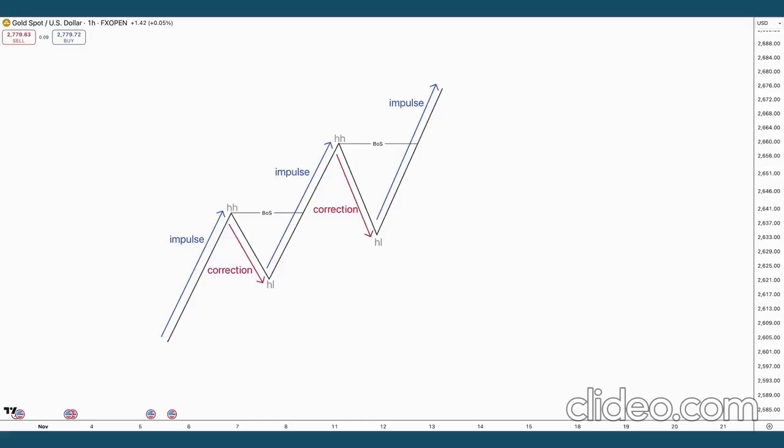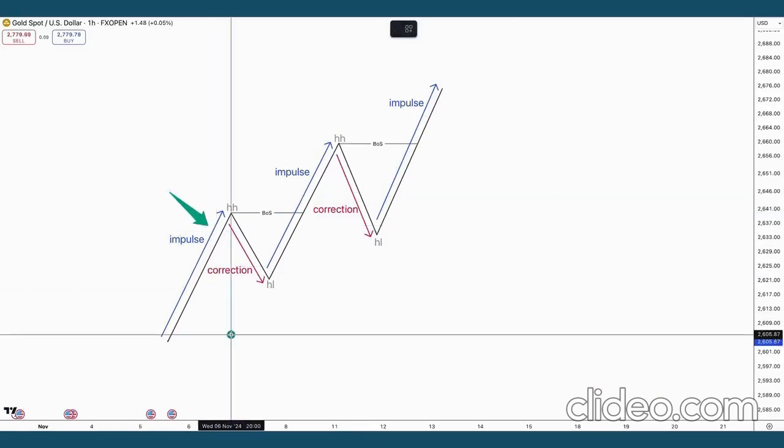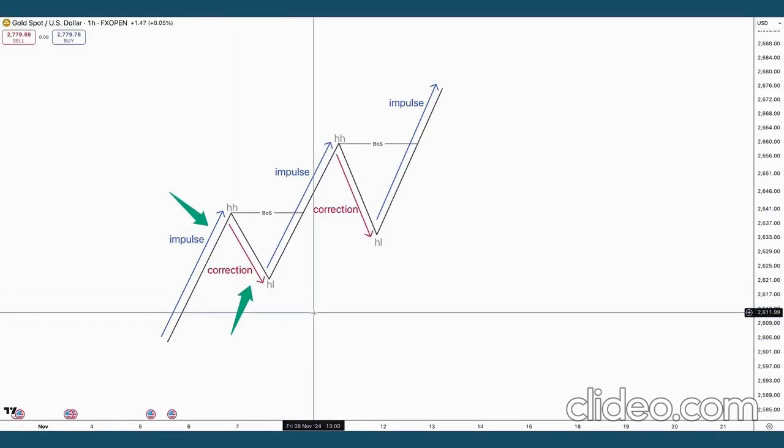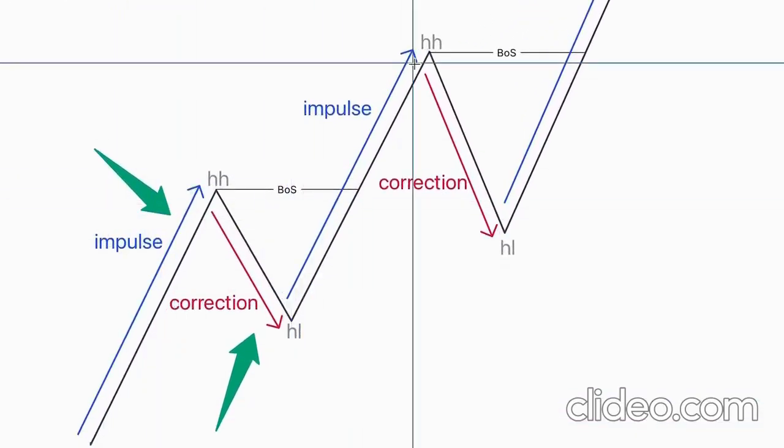The next thing you need to know is that a trending movement is made up of two main parts. We have impulsive movements and we have corrective movements. So impulses and corrections. Now, an impulse is a pro-trend movement. It's the movement that breaks the structure.